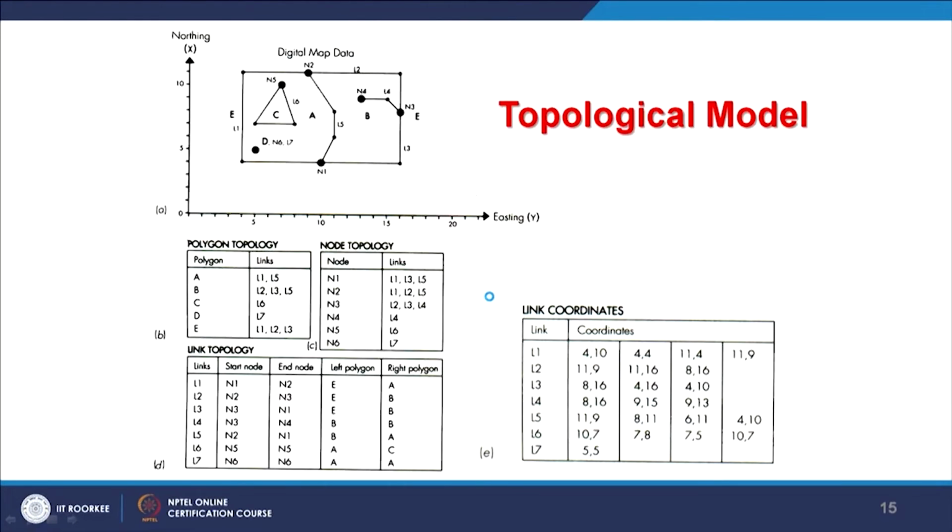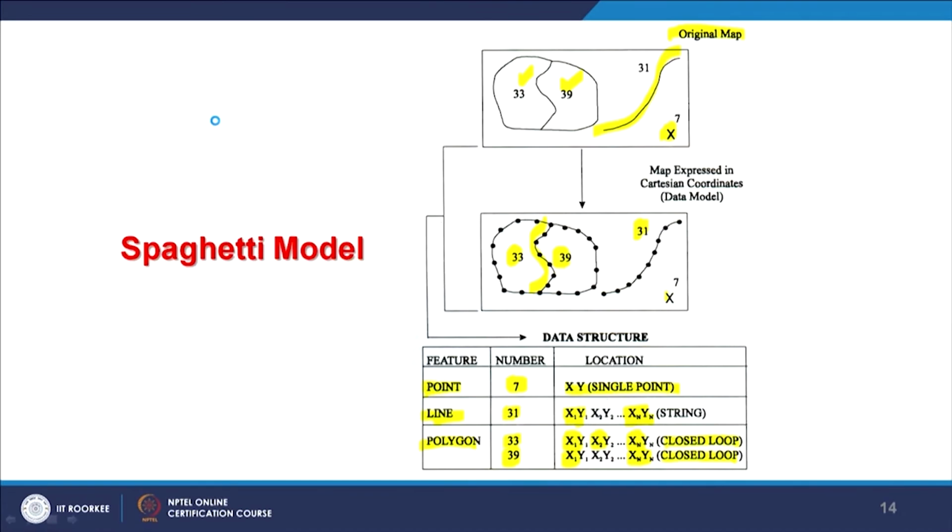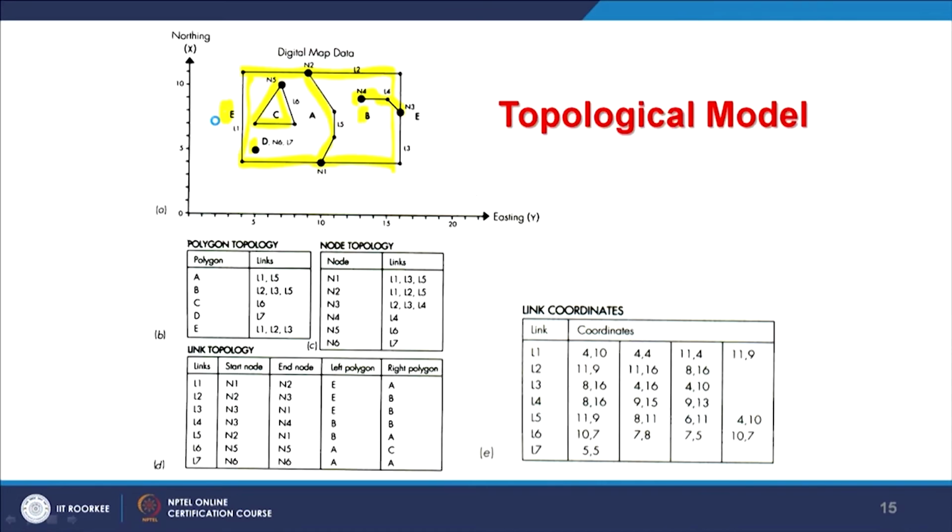When we compare this spaghetti model with the topological model, having almost the same example, here also we are having the point data, here we are having the line data, here we are having polygon data. C is one polygon, A is also one polygon, and B is also one polygon. And outside, this is also one polygon, which is marked here as E. So, compared to spaghetti, where there is one table, here we are having 4 tables to store the information.